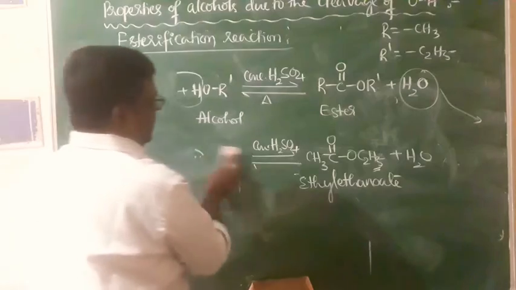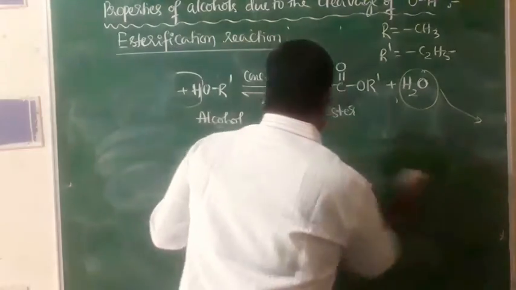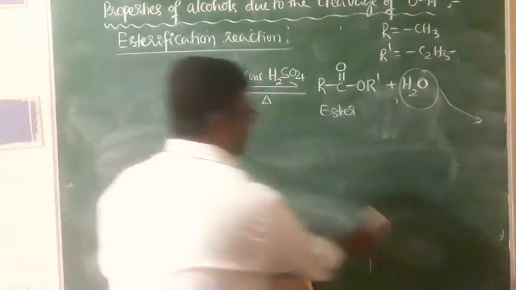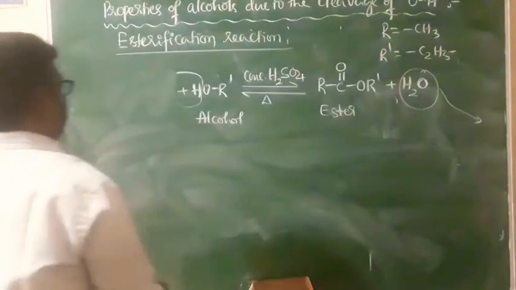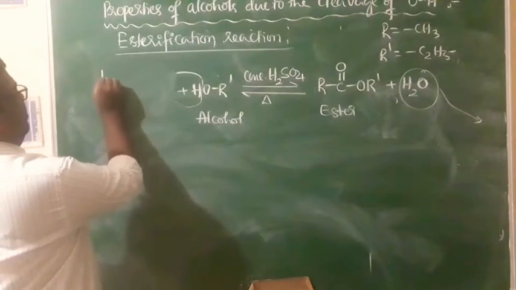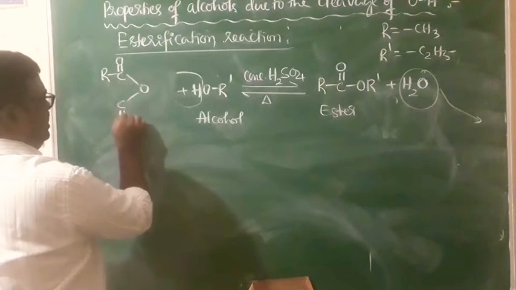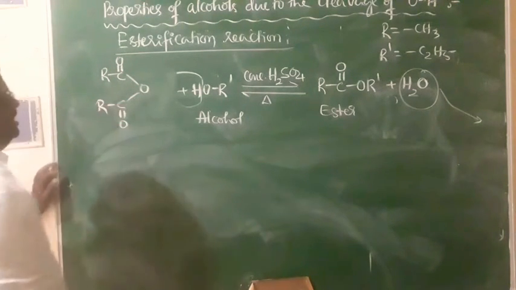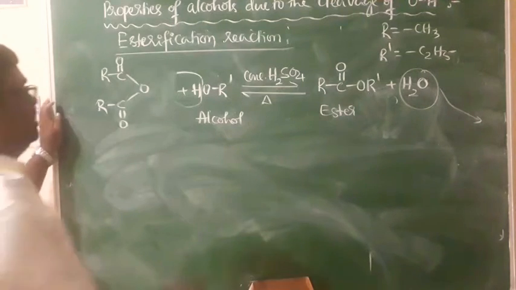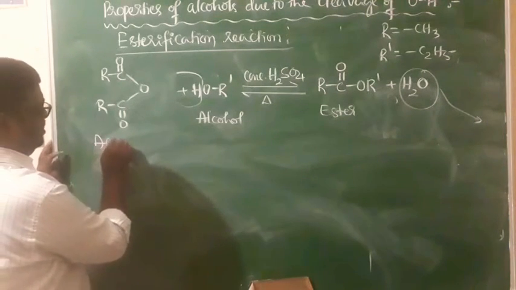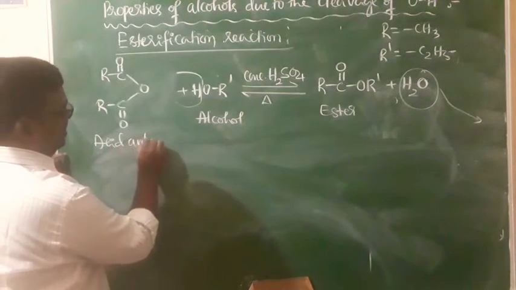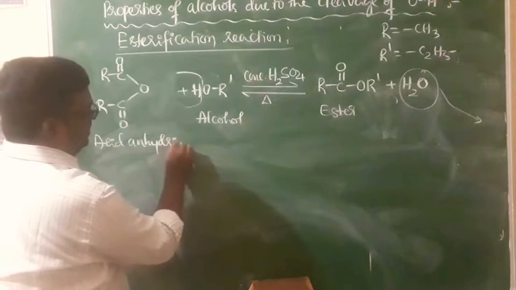Now this esterification reaction can also be brought about by using chemical substances called acid anhydrides. Acid anhydrides are of this type: R, C double bond O, O, C double bond O, R. This is an acid anhydride. Here, instead of a carboxylic acid, I am using an acid anhydride.